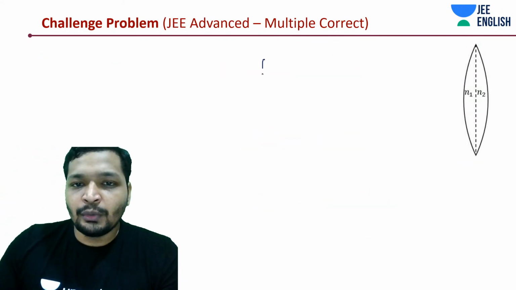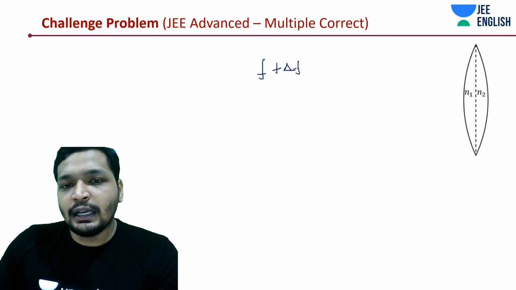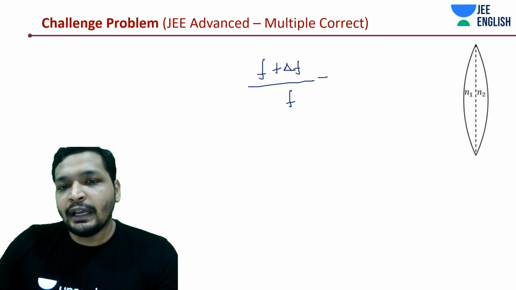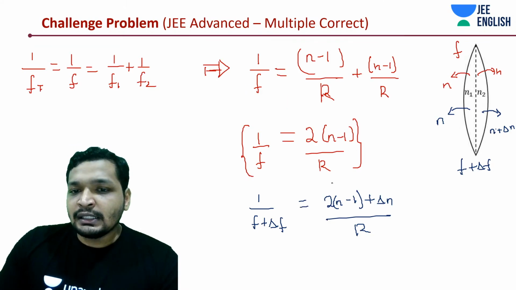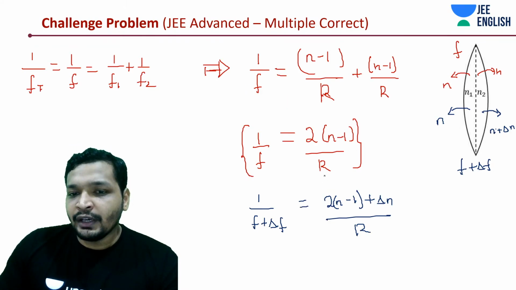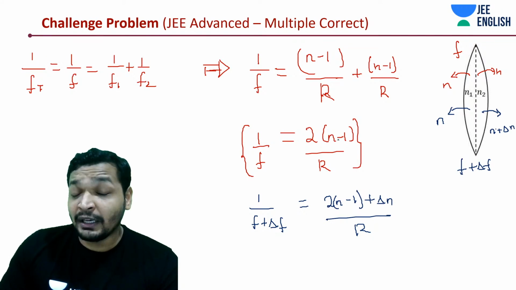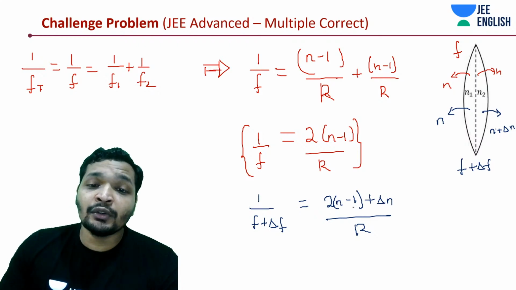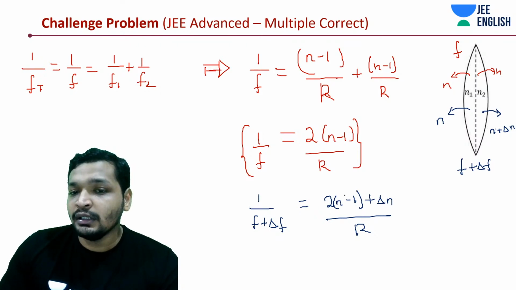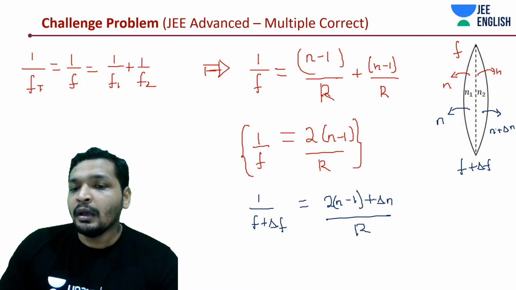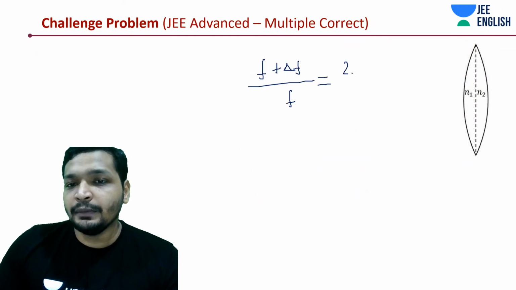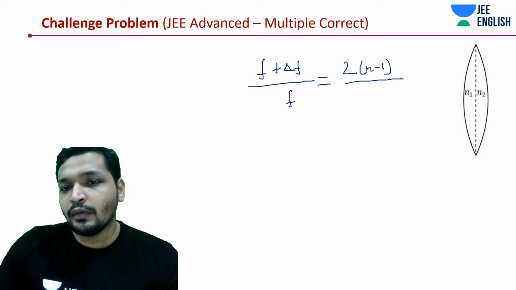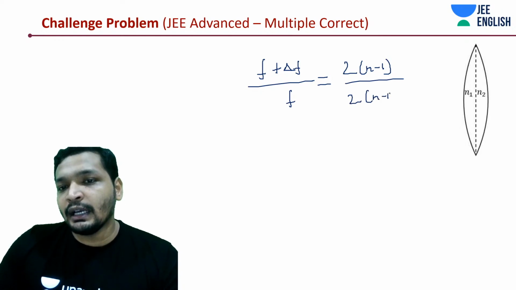Okay, so it would be f plus delta f divided by f, and this r would get cancelled out when we are going to divide it. N minus 1 would remain, 2 into n minus 1 would remain. And on the denominator you would get 2n minus 1, and on the numerator it's going to be 2n minus 1 plus delta n. Okay. So basically a delta n would remain.